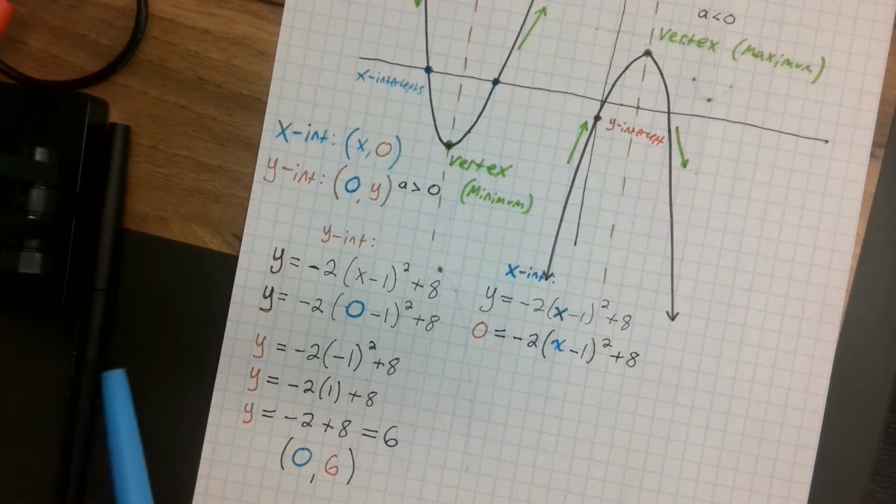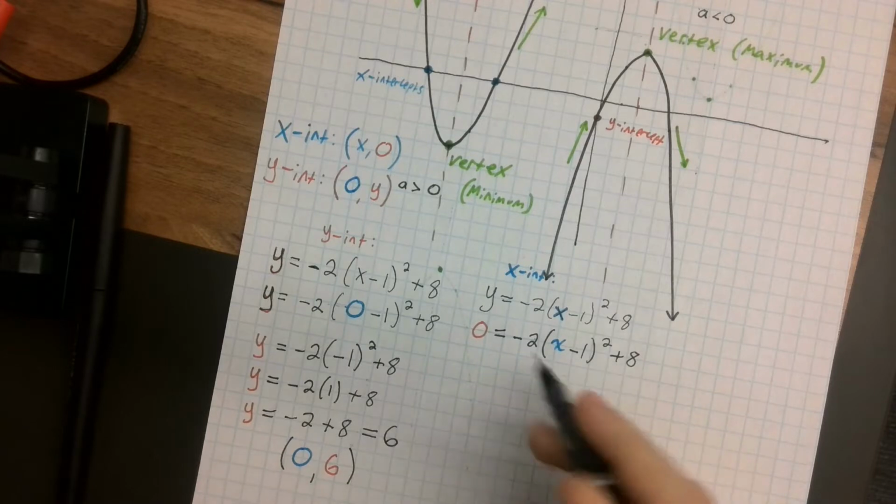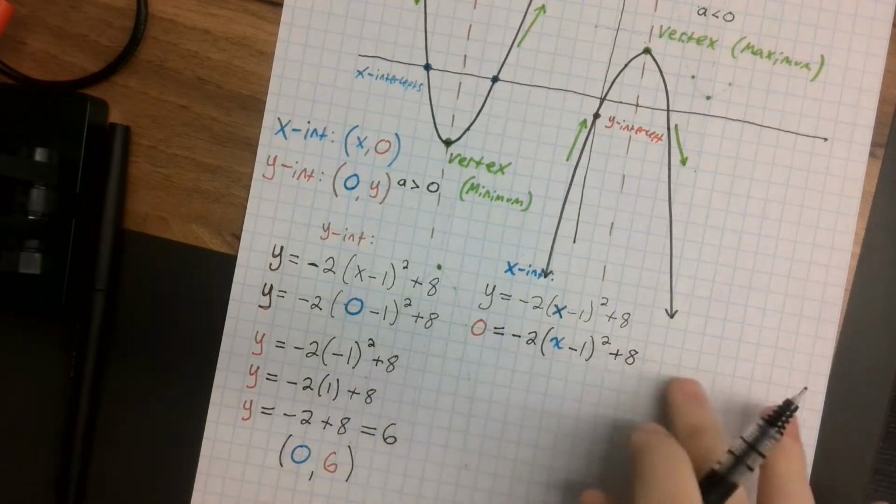Well, we have to remember x is in the middle of our equation. So to solve for x, our goal should be to get x by itself. This is going to require some Algebra 1 skills. How do we start to get x by itself? How do we start undoing this problem?